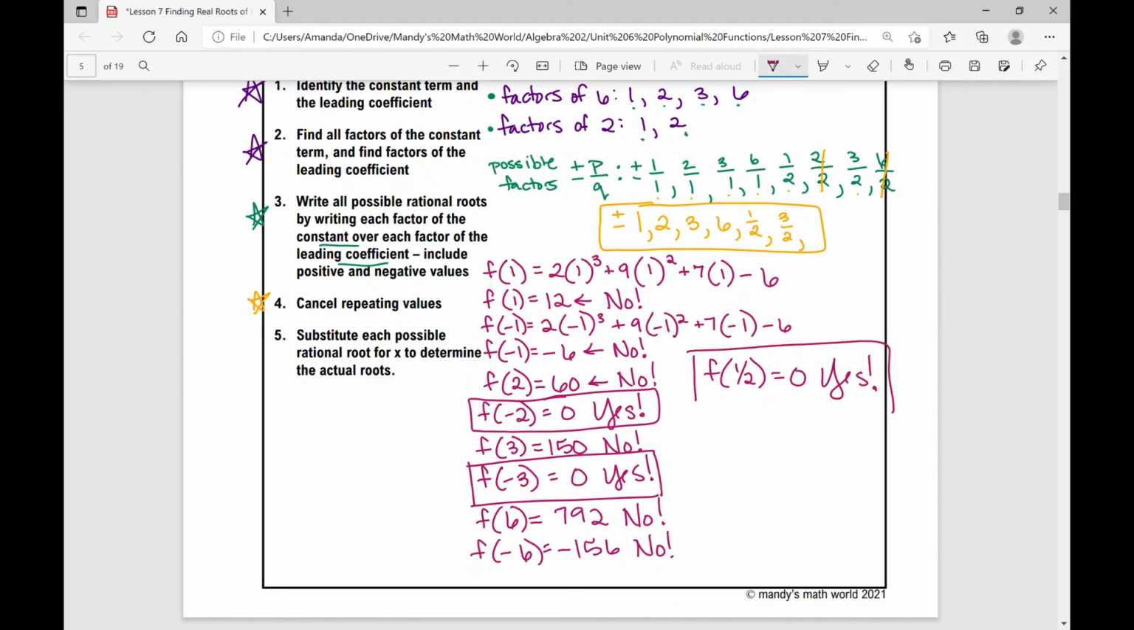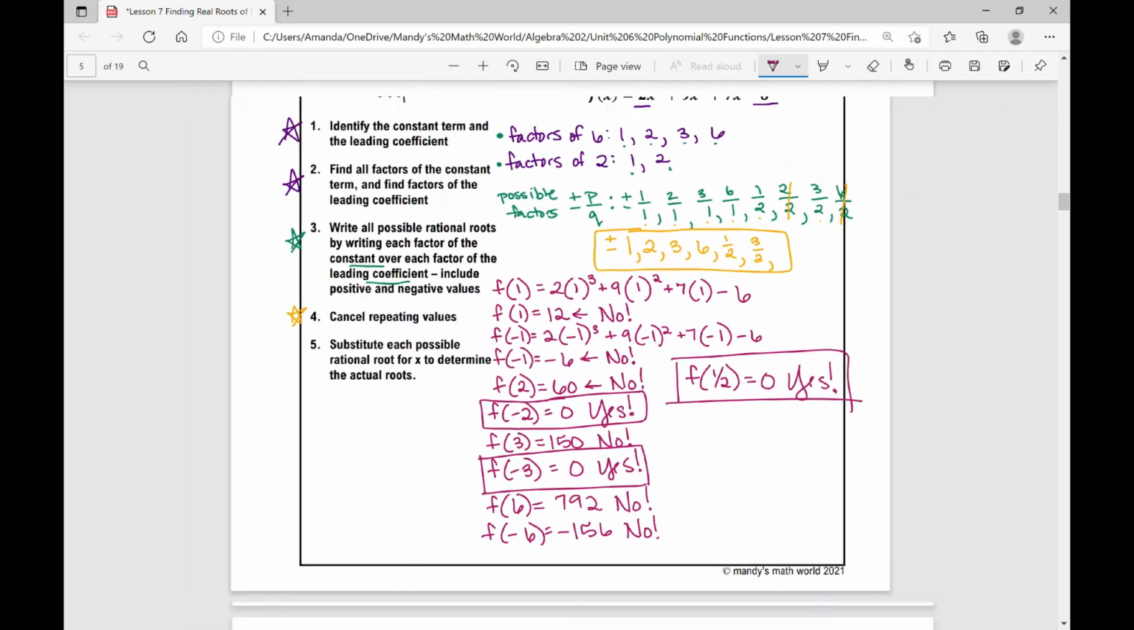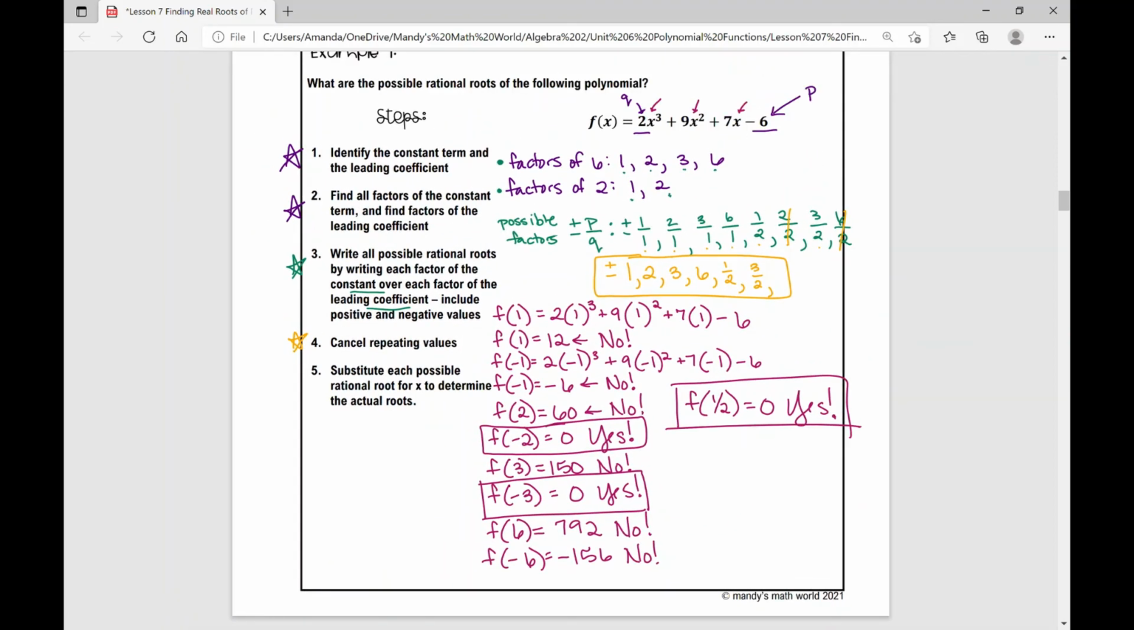Now, one of the things I want to point out is that this function is a cubic function, right? 2x cubed, which means I'm only going to have a maximum of 3 roots. I don't need to continue. My roots in this case are -3, -2, and +1/2.